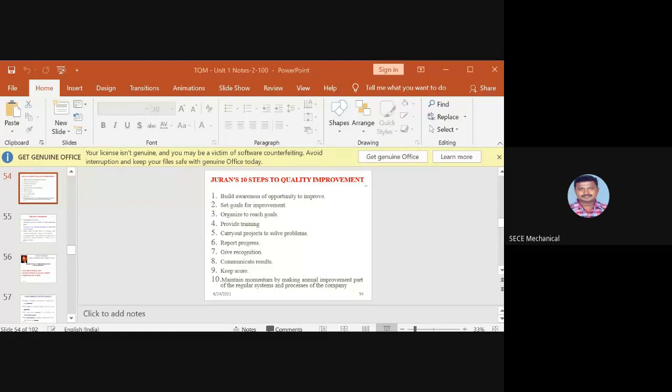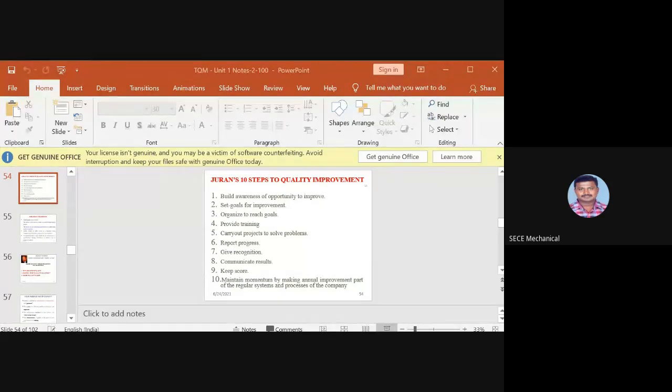The next is carry out projects to solve the problems. In the last class we also discussed plan, do, check, and act. The similar thing is going to happen here. We are going to carry out projects to solve the problems. Different kinds of projects will be taken up based on problem identification, or where we need to improve things to achieve greater quality. Based on that, we are going to solve the problems.